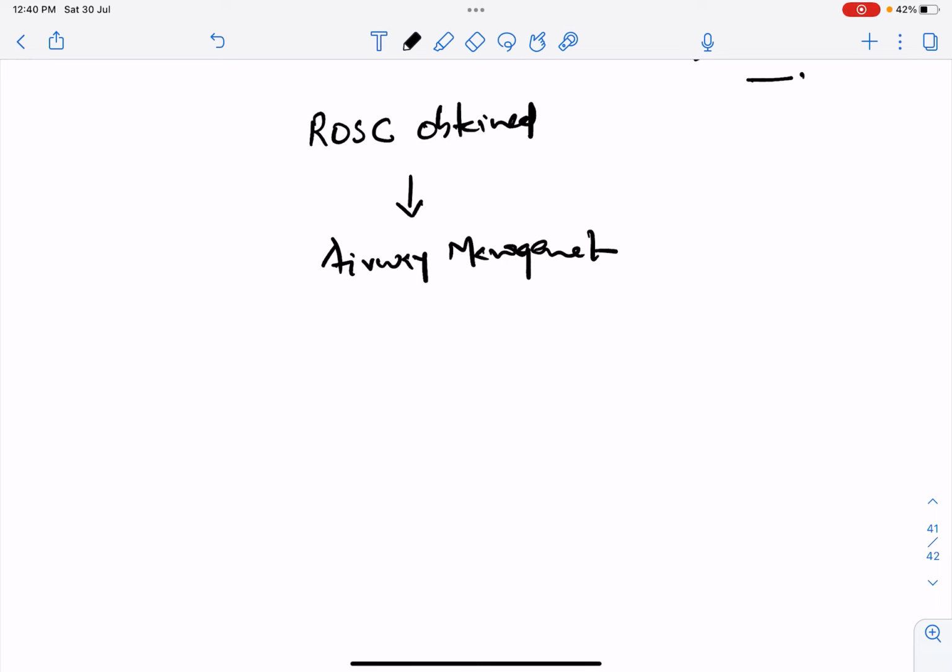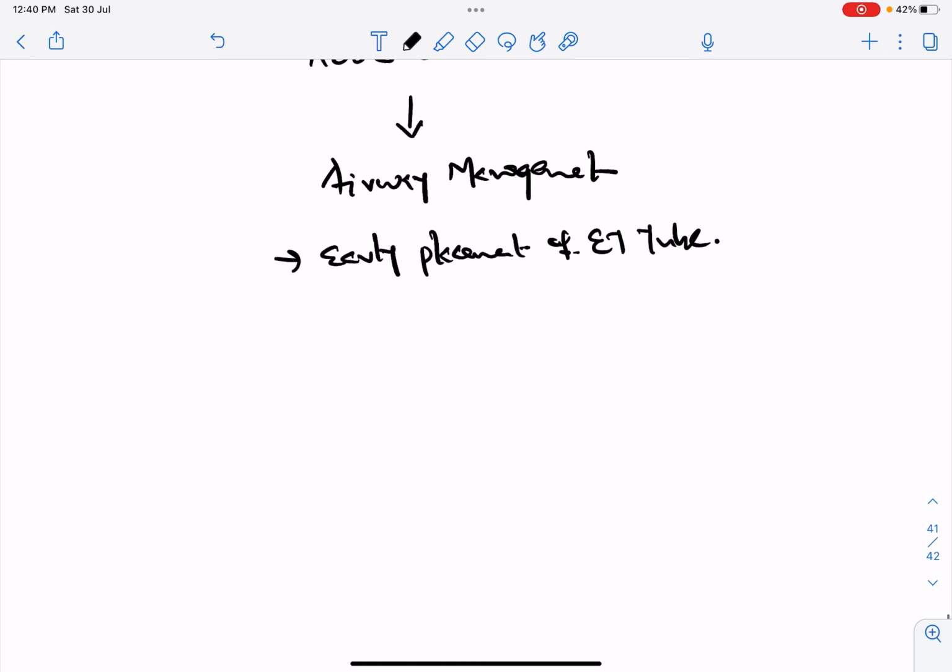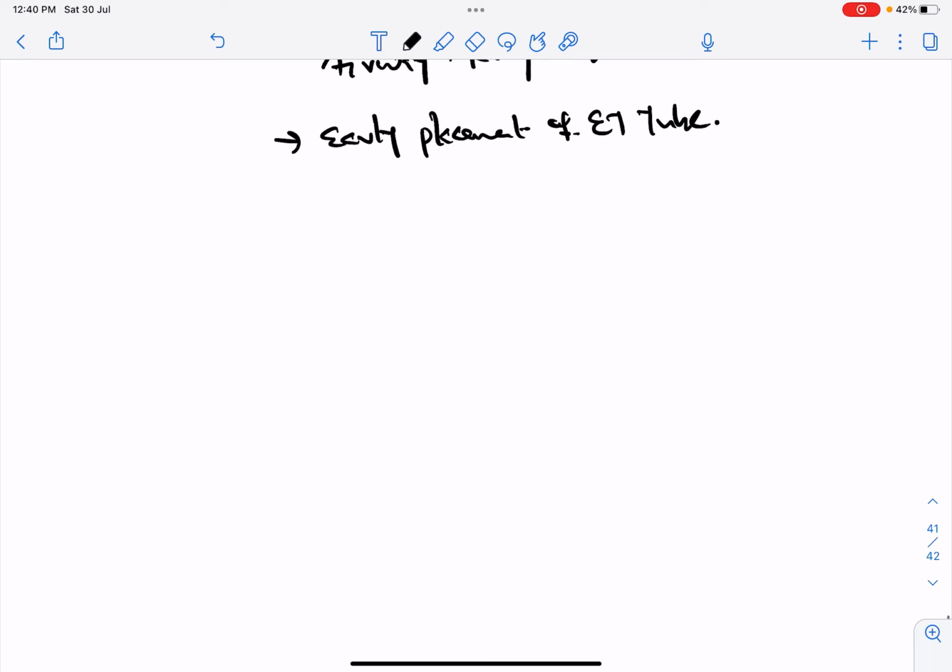Airway management includes early placement of an endotracheal tube. In most cases, we have already inserted the ET tube during the resuscitation itself. If it is not done, you have to intubate the patient. So after securing the airway, moving on to the breathing part.